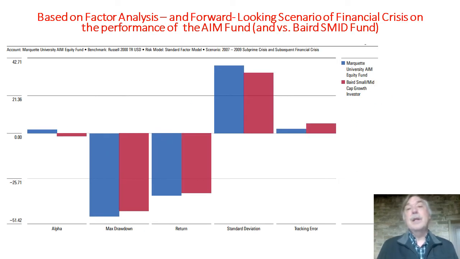So within Morningstar, they have some very nice tools. You have the ability to look at what would be forward-looking performance, not only versus a benchmark, but maybe versus peer funds. In this case, I looked at our performance going forward based on factor analysis versus the Baird SMID fund.